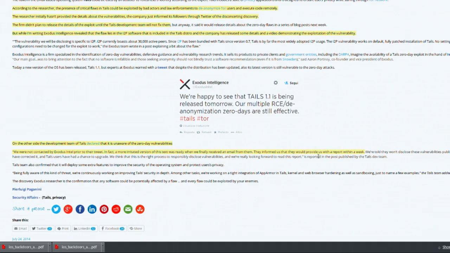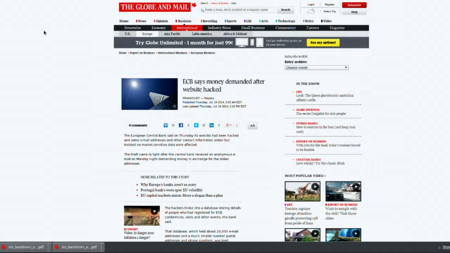In fact, when the researchers go to the press before they have any details, or go to Twitter, either you go responsible disclosure where you tell Tails before you tell anyone else, or you go full disclosure where you give all the details to everyone. But making a whole bunch of hay by making fun of Tails OS without telling them what the problem is seems kind of fishy. Yeah, well, it gets attention, right? Yeah, it gets attention.